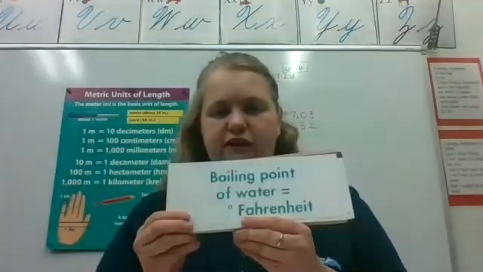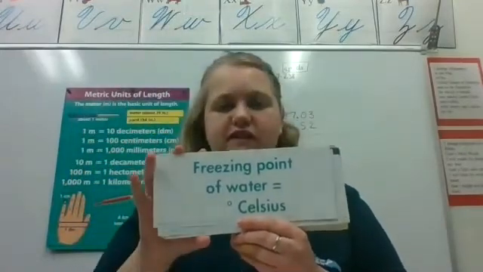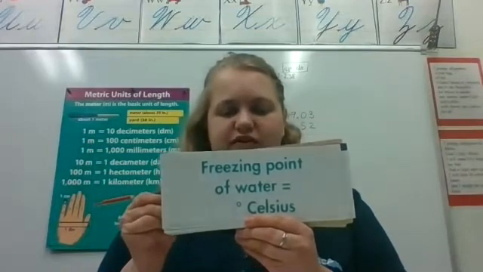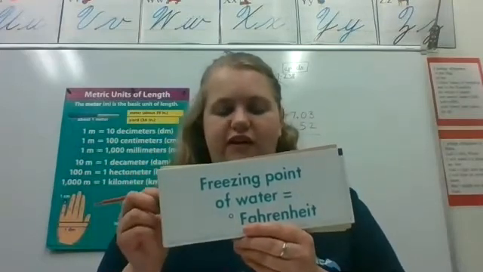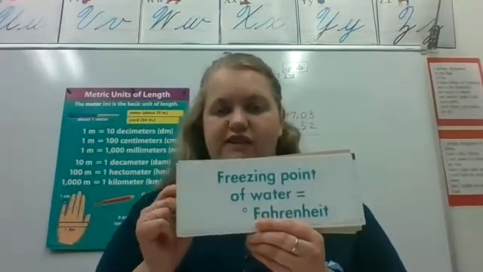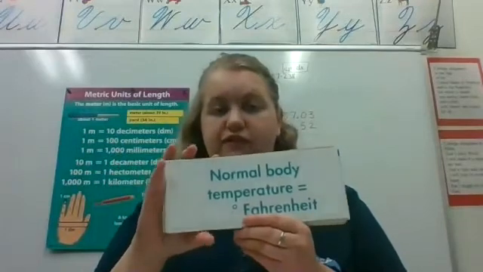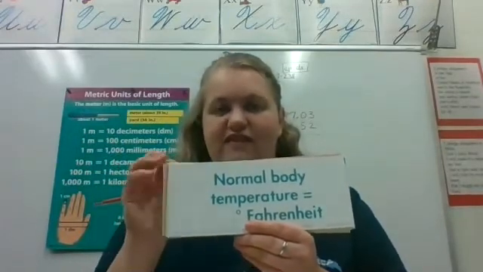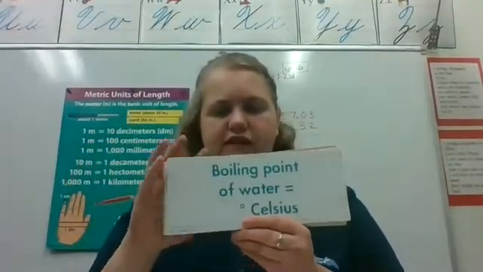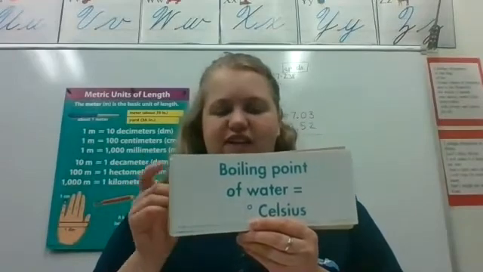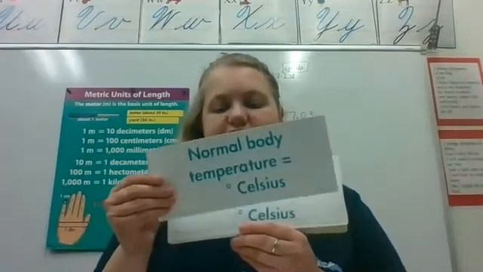Boiling point of water for Fahrenheit? Yes, it would be 212. What about freezing point for Celsius? 0 degrees. Freezing point for Fahrenheit? 32. Don't get that mixed up with the normal body temperature in Celsius. So 32 for the freezing point. What about normal body temperature Fahrenheit? 98.6. Okay, boiling point for Celsius is 100. And our normal body temperature for Celsius is 37 degrees.